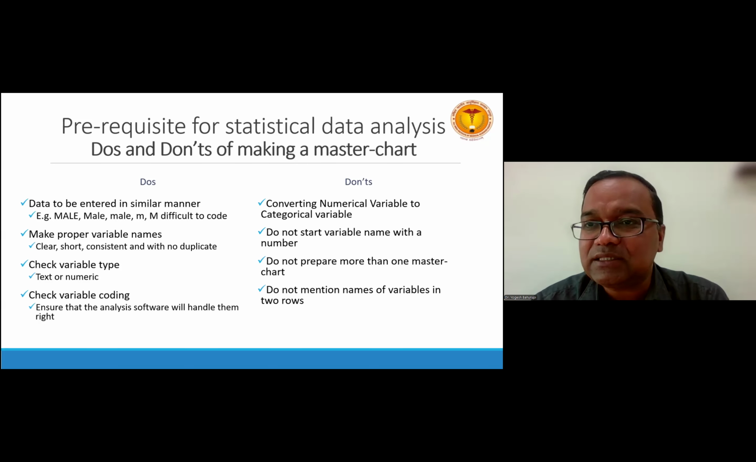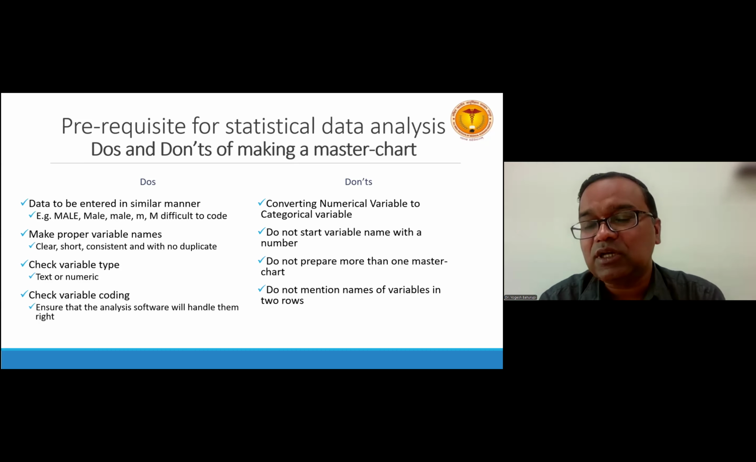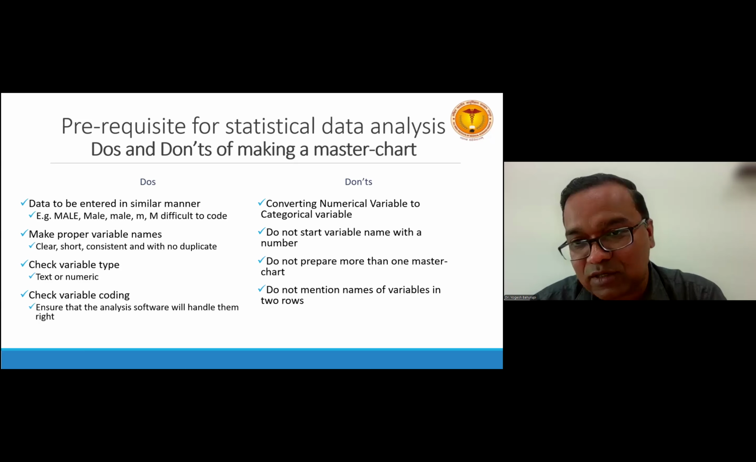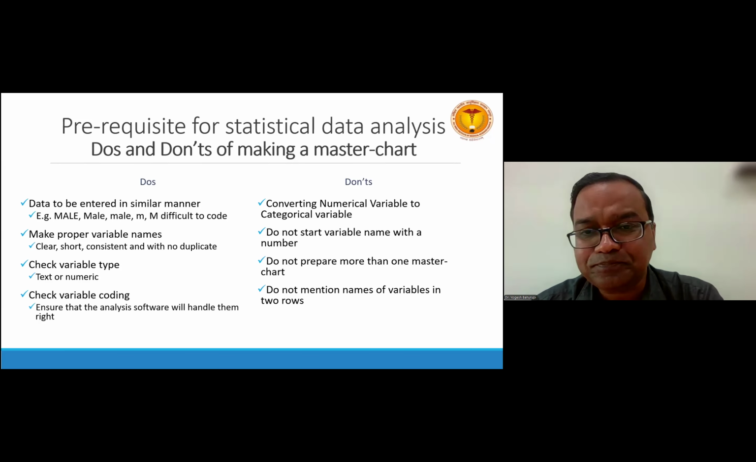At the same time, there are certain don'ts of making a master chart. One of the don'ts is never ever convert a numerical variable to a categorical variable at the time of data entry itself. If you are collecting continuous numbers, please add age as a number or a numerical variable into your master chart. Maybe at the time of data analysis, if required, you can convert this numerical variable to a categorical variable. But do not do this step directly in the master chart.